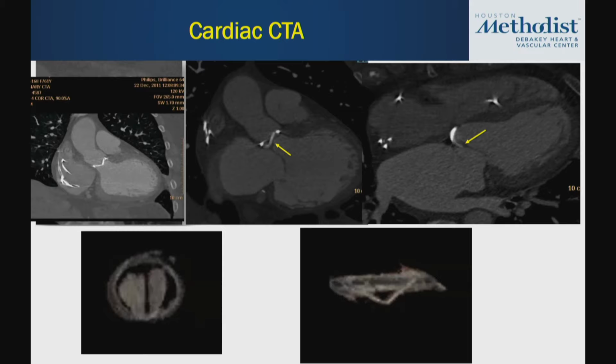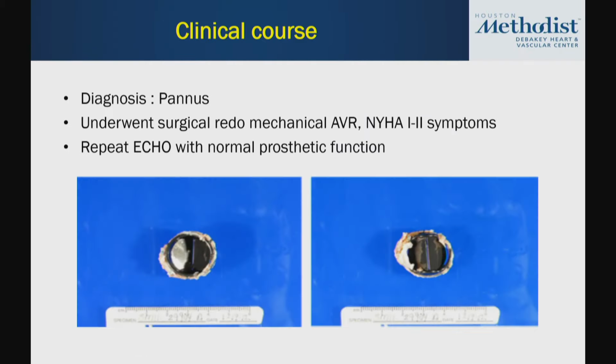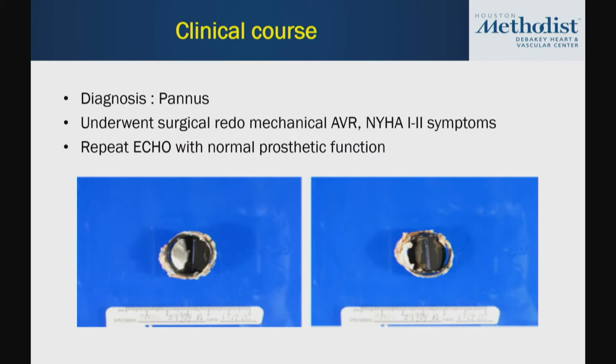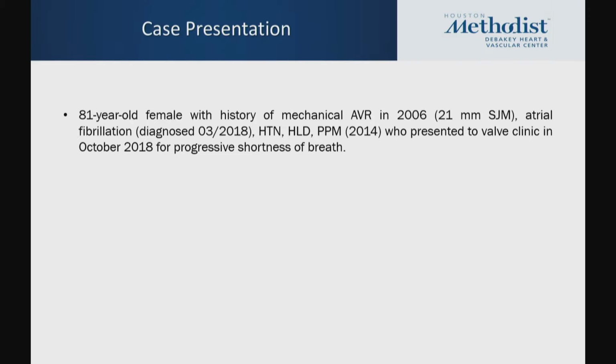As you can see here, there's subvalvular hypoattenuation. This is consistent with pannus formation. It was confirmed after surgery. The patient had a redo mechanical AVR with good prognosis, with good follow-up.